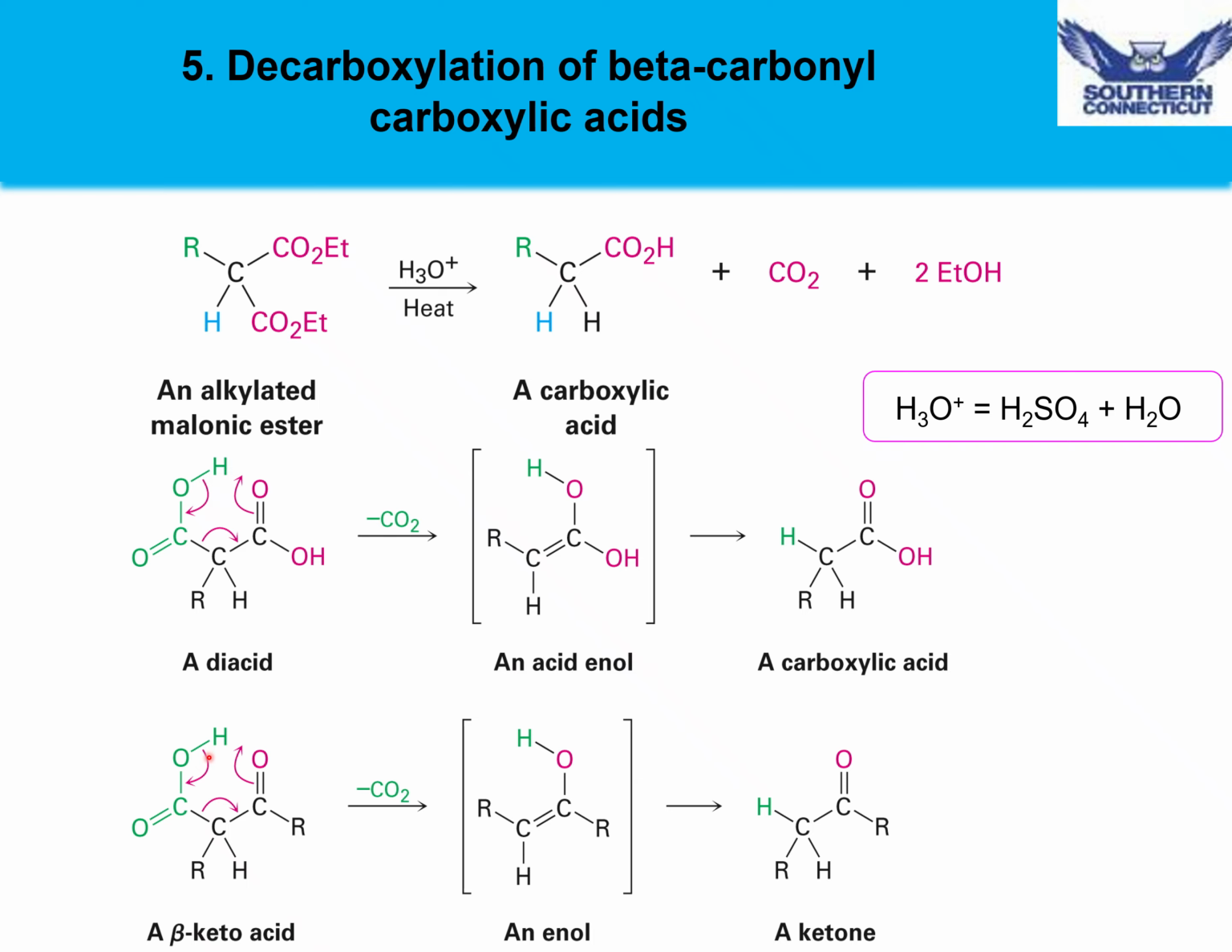In this next example, we have a carbonyl that is beta to a carboxylic acid. In general, any beta carbonyl will lead to a decarboxylation reaction, forming an enol initially, and then that enol becomes a ketone.